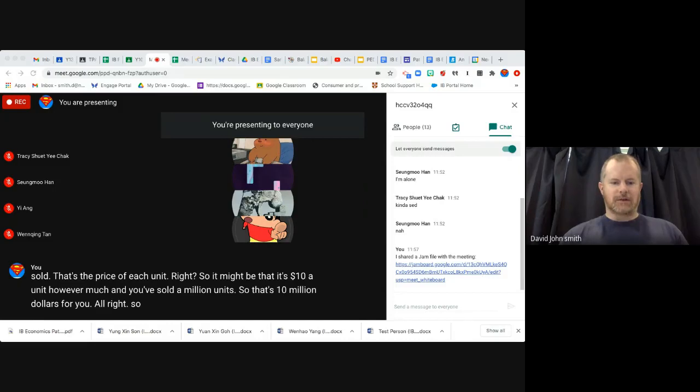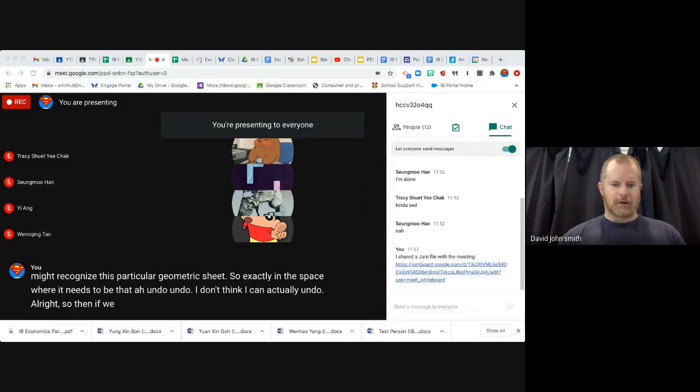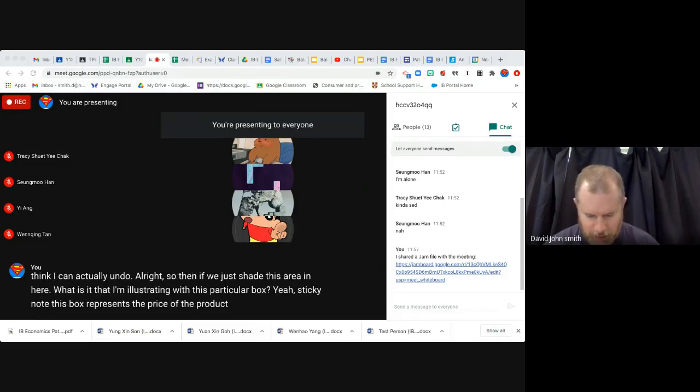All right. So what we can then do is do this little wee drawing here, and you might recognize this particular geometric shape. It's not exactly in the space where it needs to be, but undo. No, in fact, I can actually undo that. There we go. Clever. All right. So then if we just shade this area in here, what is it that I'm illustrating with this particular box? I'm going to get a sticky note. This box represents the price of the product multiplied by the quantity sold.